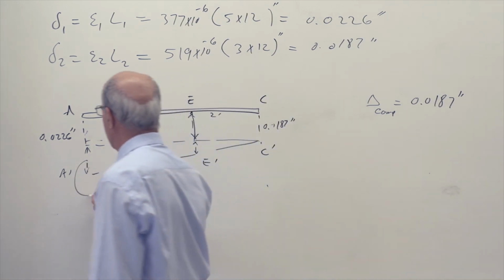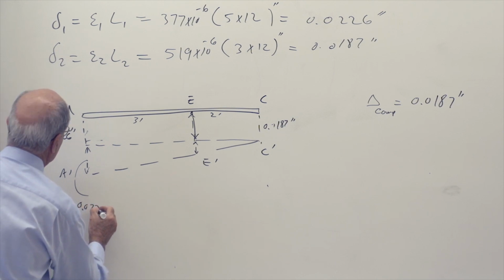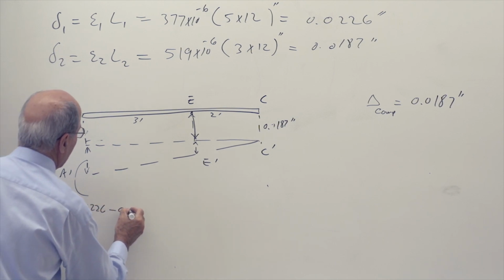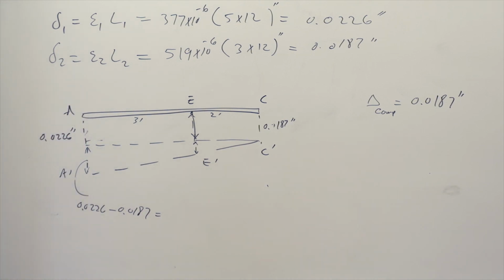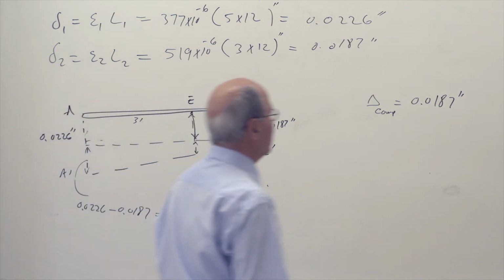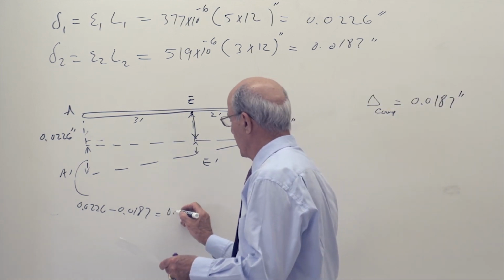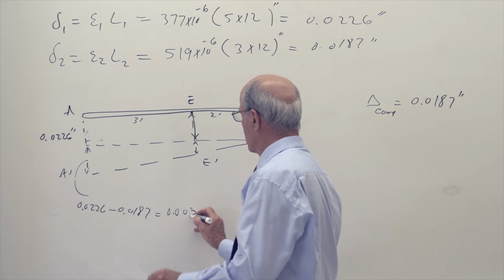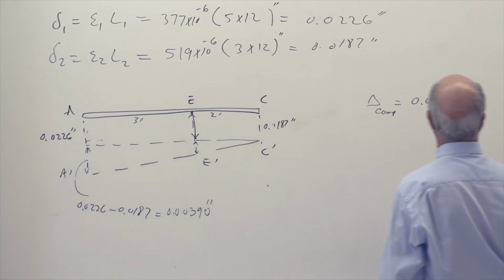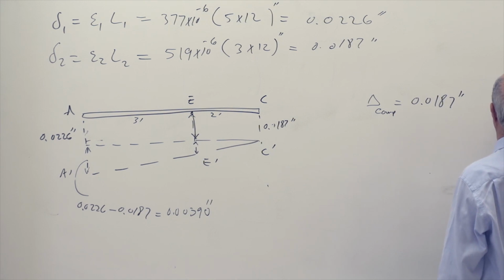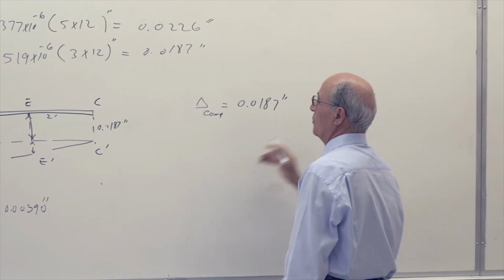Yes, so this, from here to here, is 0.0226 minus 0.0187. Is that correct or not? Yes? Correct? So I need that quantity, which becomes equal to 0.0039 inches. Very small quantity, still you need 3 digits. So I need 0.00390 inch. But does all of it go to B?